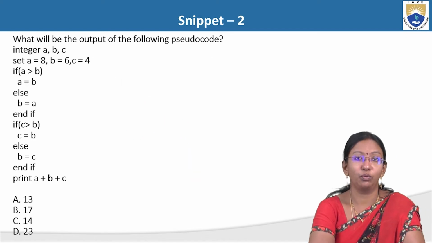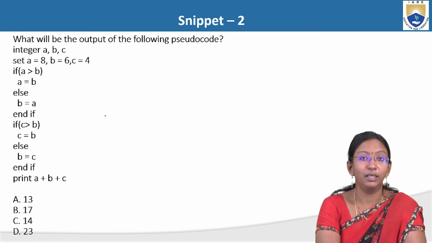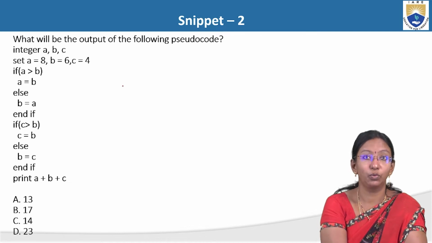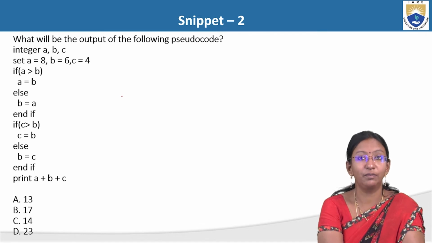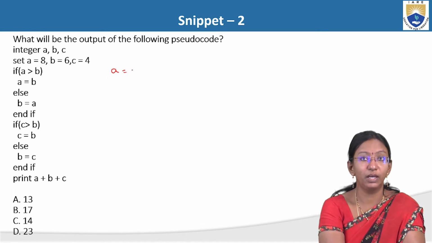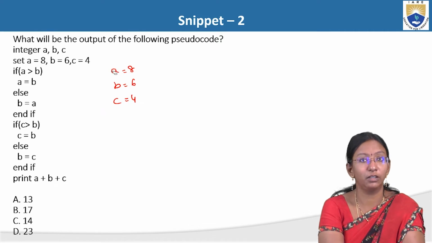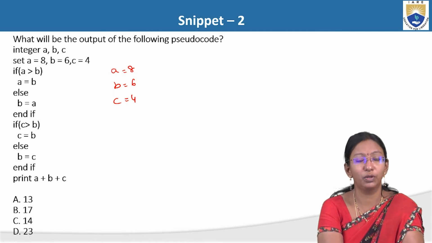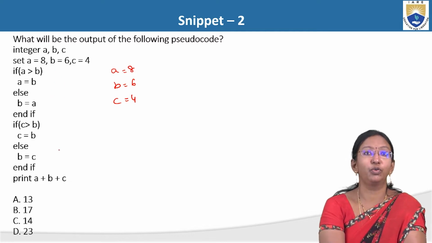Let's go with the second pseudo code. Have a look at this one. It is taking 3 values. A, B, C, all 3 are of type integer, and they have initialized the values as A is equal to 8, B is equal to 6, and C is equal to 4. They have used the set statement for this. The set statement is initialization. It is not a reserved word, it is just a most prominently used word in pseudo codes. So let's go with the logic of the question.